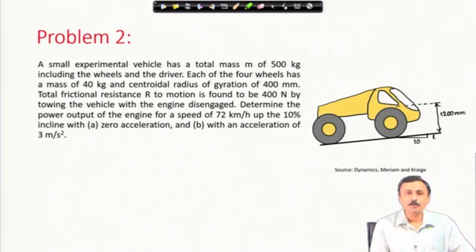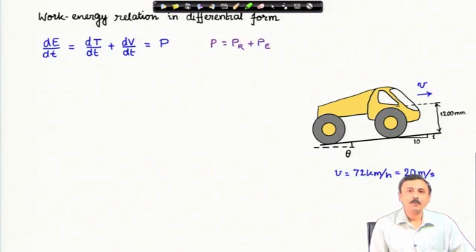So, this vehicle is moving up the incline, and this is a very important piece of information, that there is a rolling resistance at the wheels. And how is that determined? It is determined by towing this vehicle with the engine disengaged. Thereby you can find out how much is the rolling resistance. We have to find out the power that is generated at the engine, and since we have to calculate power, it is obvious that we have to use the differential form of the work energy relation. The rate of change of total mechanical energy must be equal to the power.